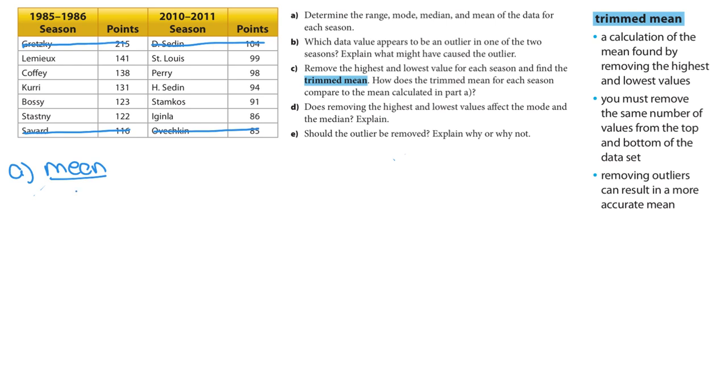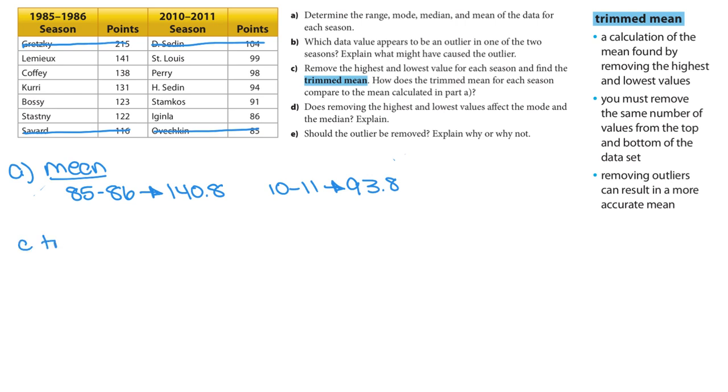So in part A, in the 85-86 season, the regular mean was 140.8. And in the 2010-2011 season, the mean was 93.8. So we're going to use those and compare them to our trimmed means and see what happened.